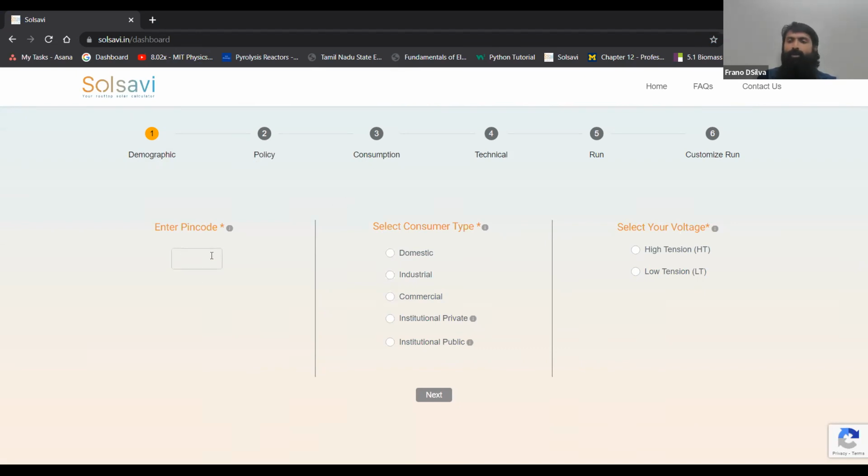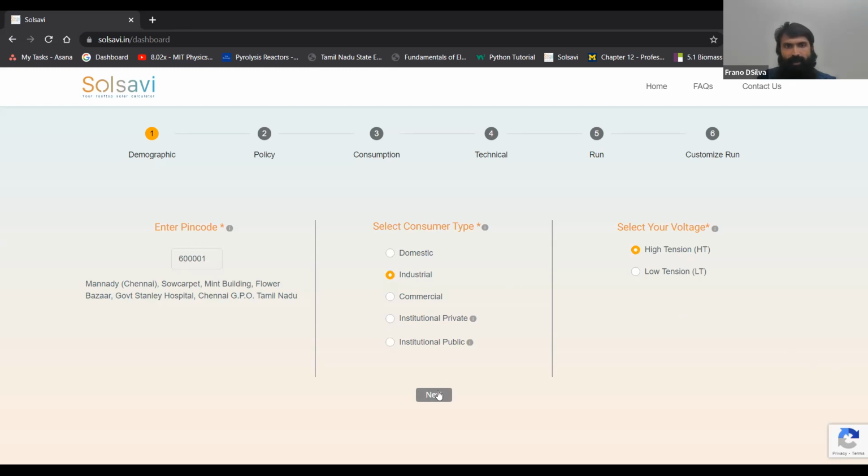As mentioned, the PIN code is for Chennai, and we put the Chennai PIN code. Please wait until the description of the area is generated, because this allows us to fetch weather information for that particular location. Until this information is fed in, we cannot proceed further, and hence please wait until the location description is shown after entering the PIN code. Further, we move to define a consumer type, and in this category we define the industrial consumer type with an HT connection.